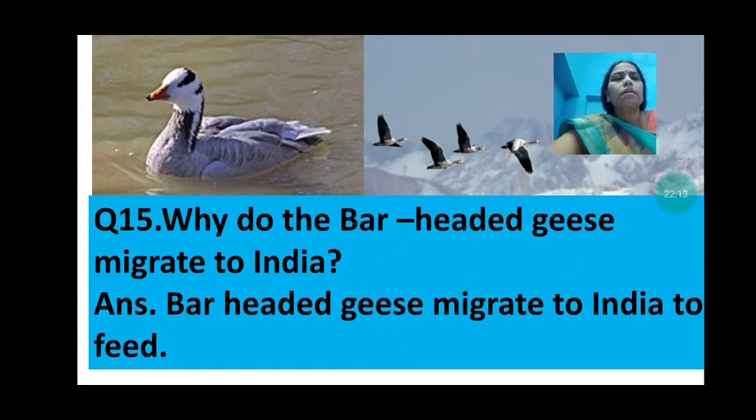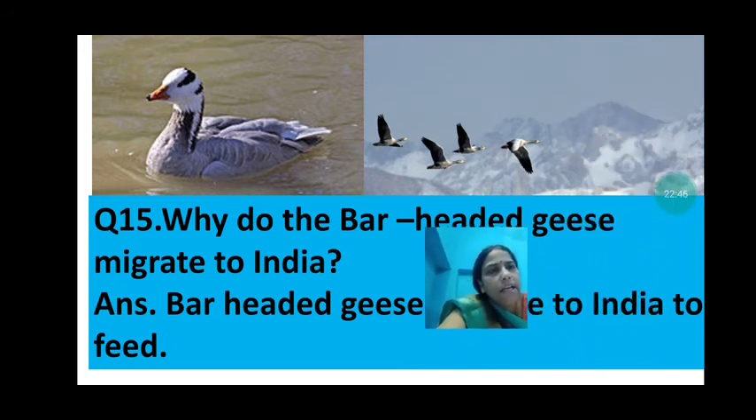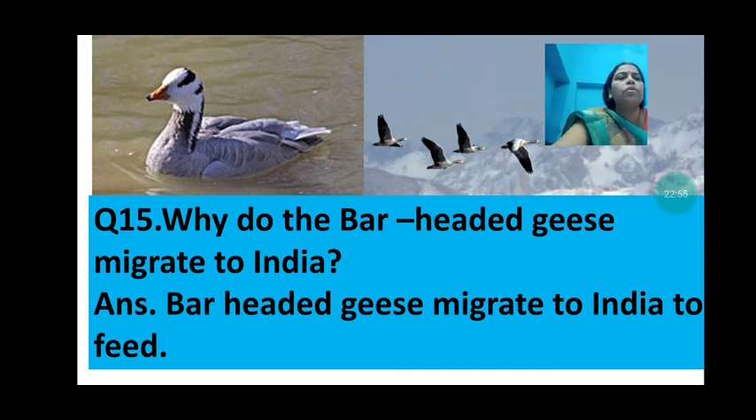Now, bar-headed geese. Why do the bar-headed geese migrate to India? Bar-headed geese migrate to India to feed. For finding food, they come to India. They make their nest and live in Tibet. The bar-headed geese which nest in Tibet fly over the Himalayan mountains and reach several parts of India. You can see in this picture the bar-headed geese crossing the Himalayan range and then coming to India to find food, to feed.